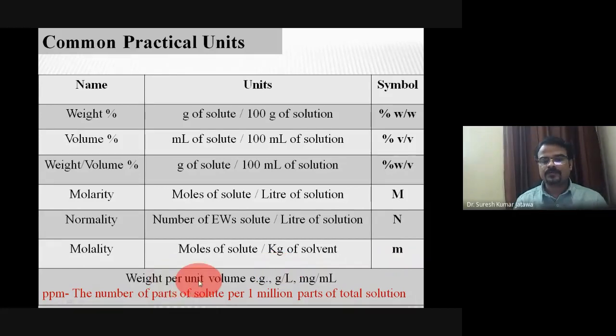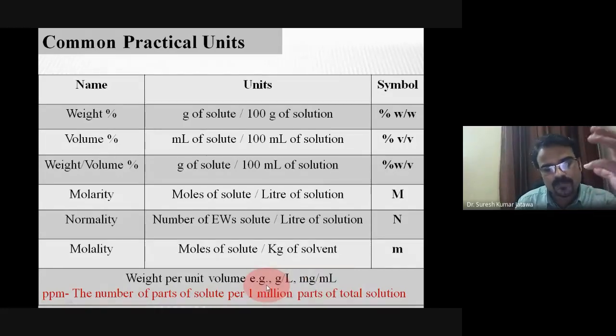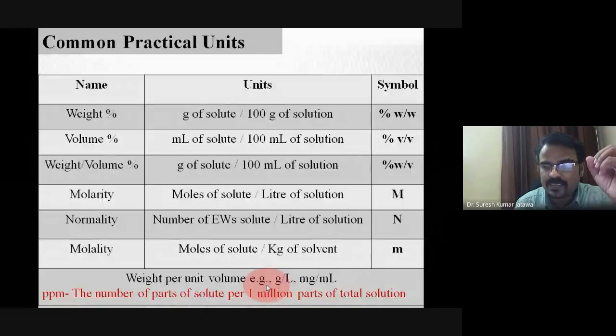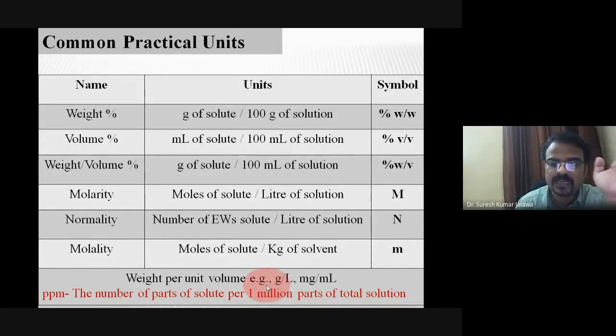Weight per unit volume is expressed like grams per liter, milligram per milliliter. Apart from this, one more term is there, that is ppm. What is ppm? Ppm is parts per million, that is, the number of parts of solute per million parts of total solution.